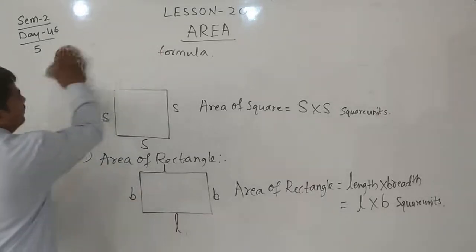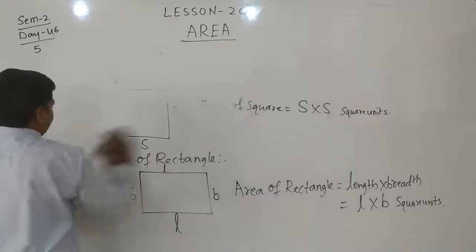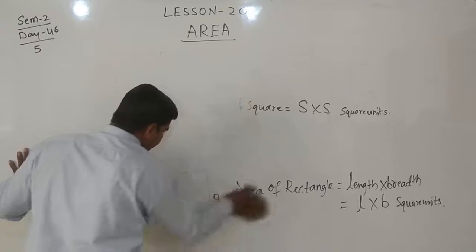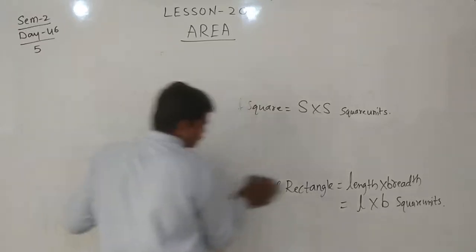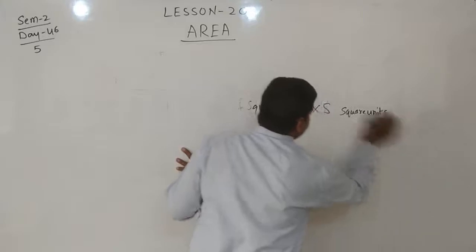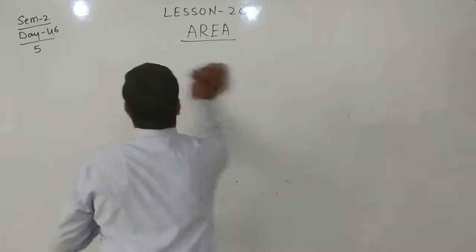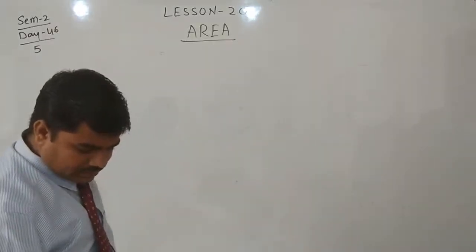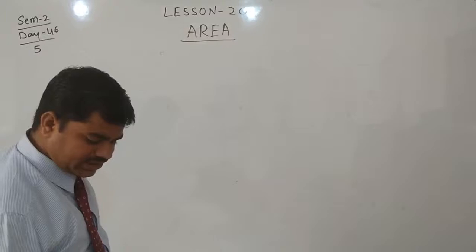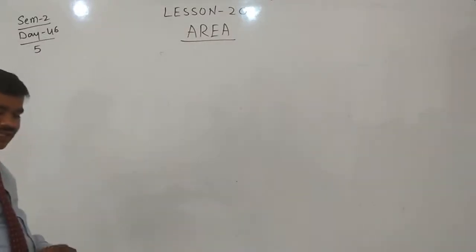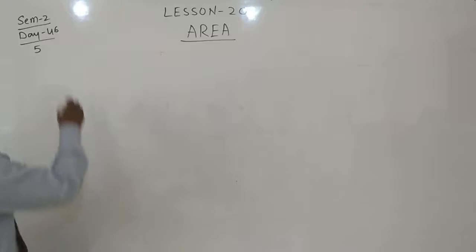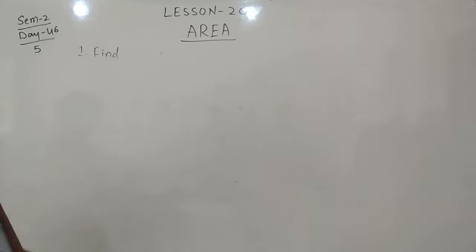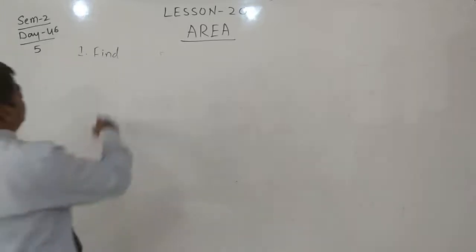Now we will solve some examples. We will find the areas for the given sides. Here in your textbook, page number 162, there are some exercise questions. Find the areas of squares of the given sides. Question number 1. Find the areas of the square.